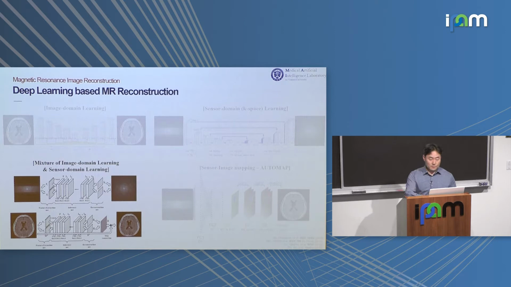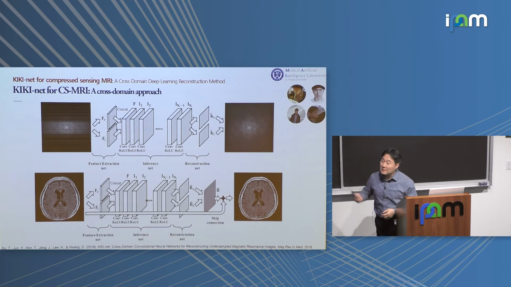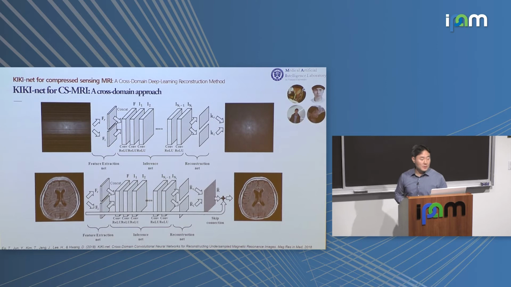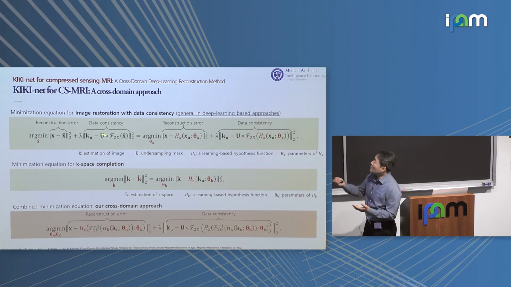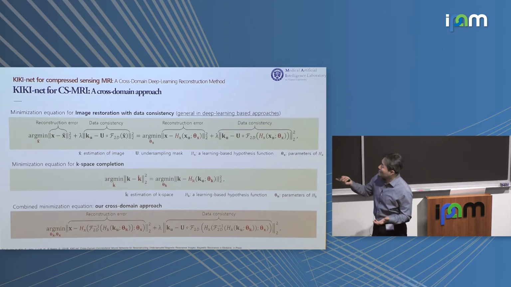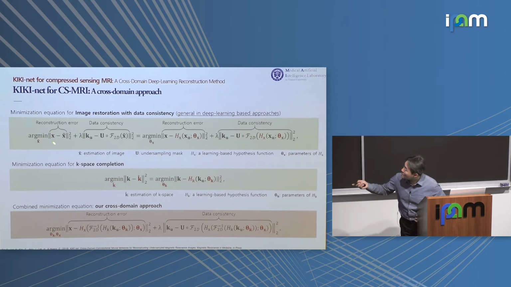And we named it the KIKI-net. The K represents the k-space, and I represents the image space. Since we are using both of these domains, we named it the KIKI-net. And the mathematical formulation can be understood in this way. For the image domain deep learning, we can understand the reconstruction as image restoration with data consistency. So this is the reconstruction error term, and this is the data consistency.